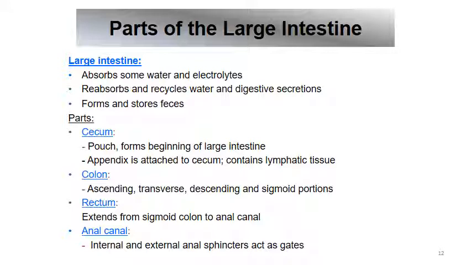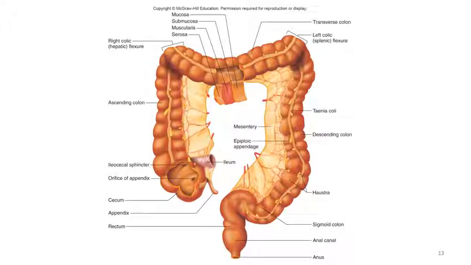We're going to learn the ascending part. Transverse colon goes kind of horizontally. The descending part, and then we're going to learn the sigmoid part. And then the rectum is the part where the feces is stored, and the anal canal is to get the feces out. Okay, so I will give you a much better picture of this, of the large intestine. We'll go over the parts.